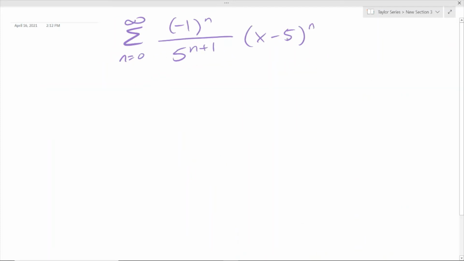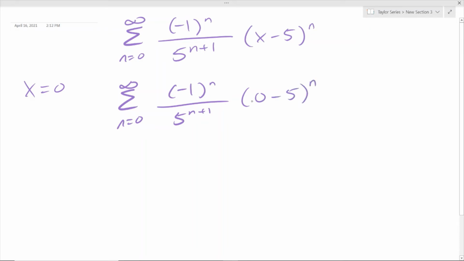So here we have our original series, okay? And we're going to plug in x equals 0 and x equals 10. We're going to check it at the endpoints. So to do that, we basically plug in x equals 0. So plugging that in, we are going to copy this first. So x is equal to 0, so 0 minus 5 to 2n. And then we are going to get the series as negative 5 to the exponent of n.